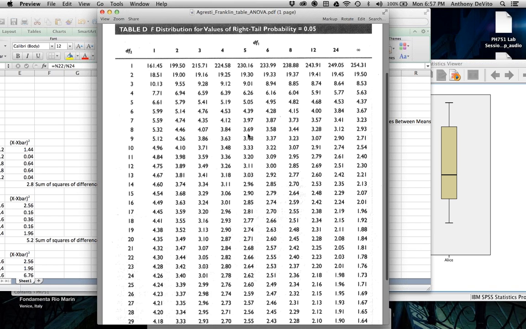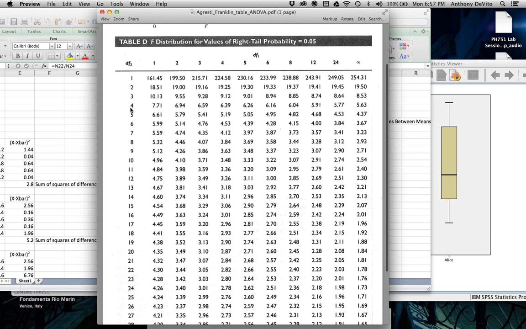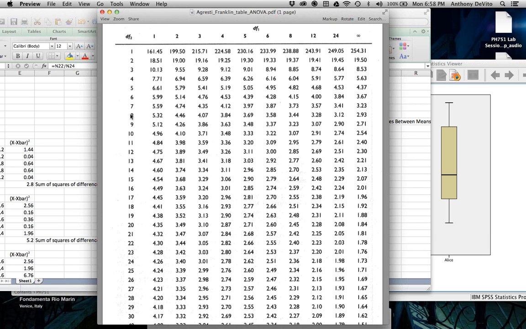But what I have is columns and rows. The columns represent the degrees of freedom between the groups, right? Between the means. The rows represent the degrees of freedom within the groups. The rows are going to be a larger number, and the means are going to be a smaller number. So we only have 3 groups, so the number of degrees of freedom is 2. So we're looking exclusively at the second column.